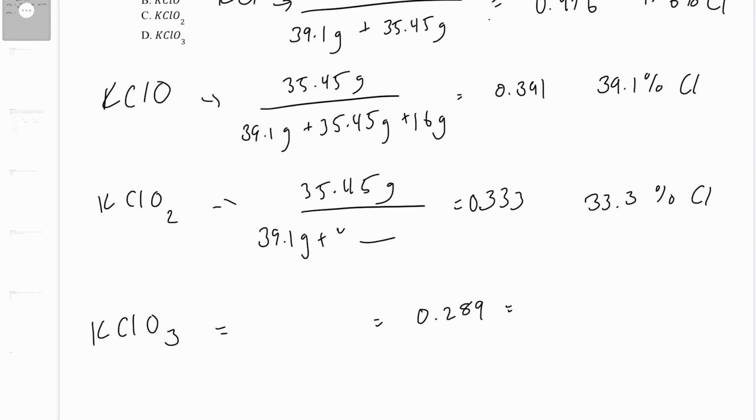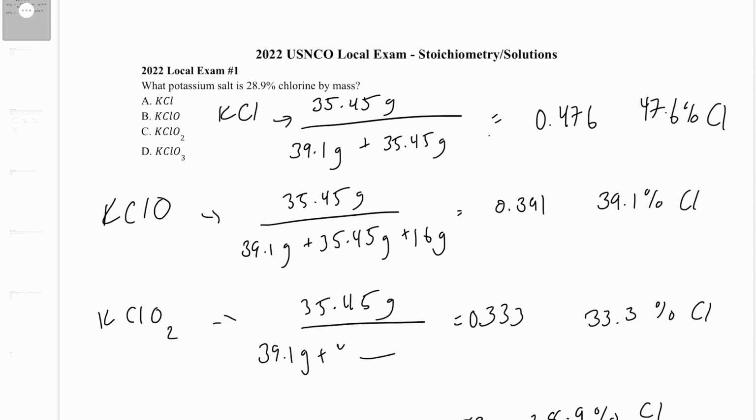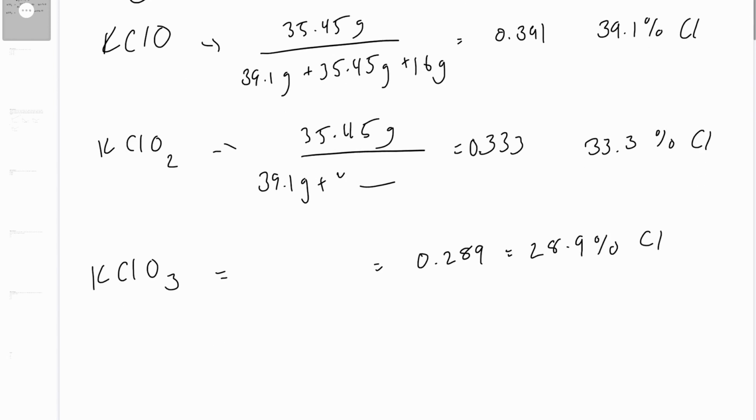so 28.9% chlorine by mass. And that's what our question asks us for. So the answer for question 1 is going to be answer choice D, which is potassium chlorate. Let's go to question 2.